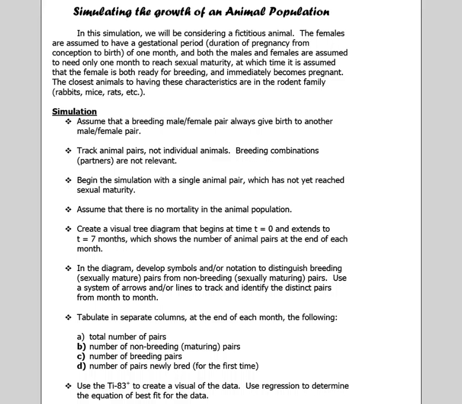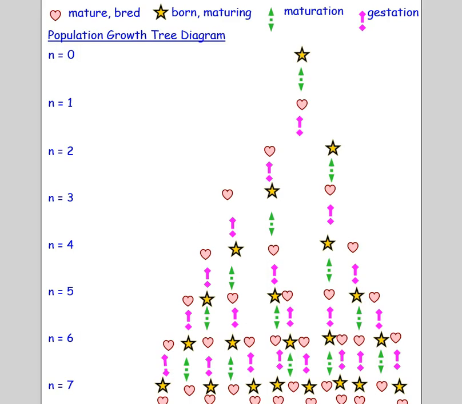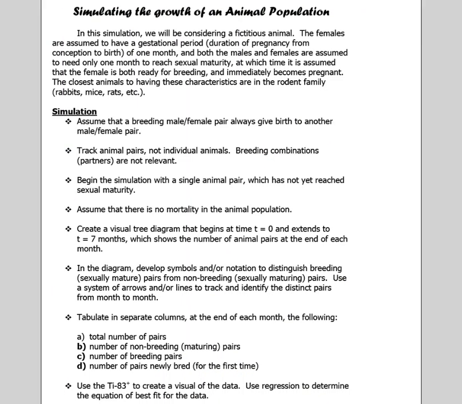as it grows and had different breeding pairs that were either mature or they were breeding. And in this case, there was a pattern which we looked at in class, and out of this came a Fibonacci sequence in a lot of different areas. We looked at total number of pairs, number of non-breeding or maturing pairs, number of breeding pairs, and then breeding pairs that had just for the first time been bred.